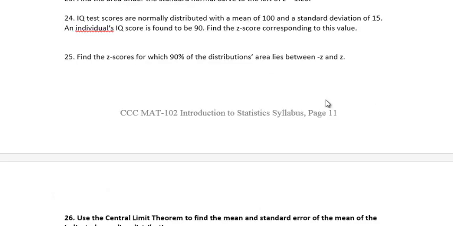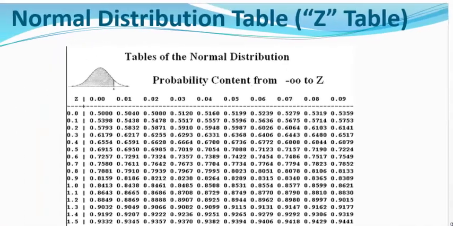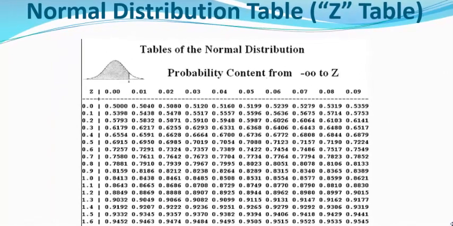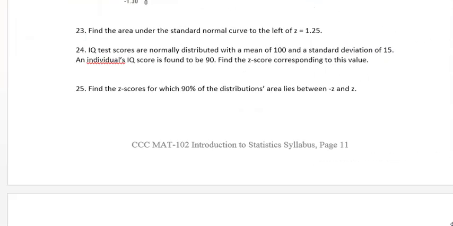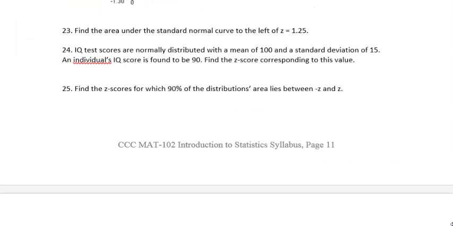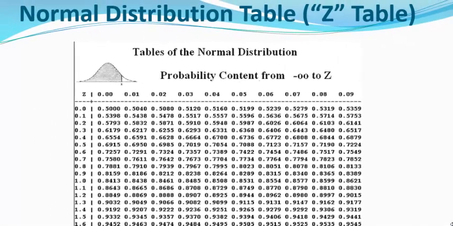Number 25. Find the z-scores for which 90% of the distribution's area lies between z and negative z. Now, of course, once again, we are going to look at the z-table, the normal distribution table, which I'm going to shift over for you right here. The question was 90% of the distribution is between z and negative z, which means that overall, that's a two-tailed question.